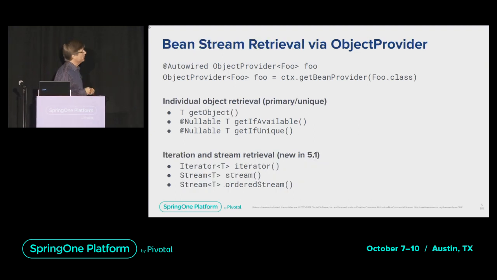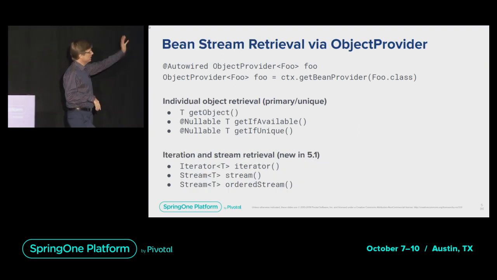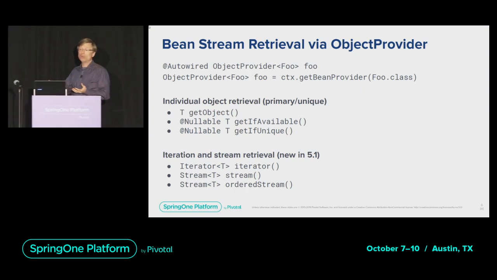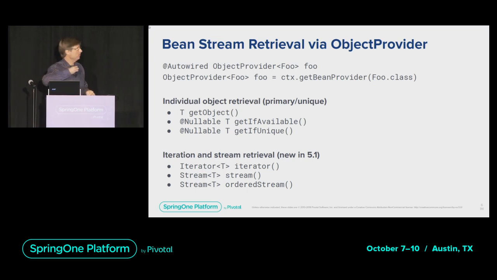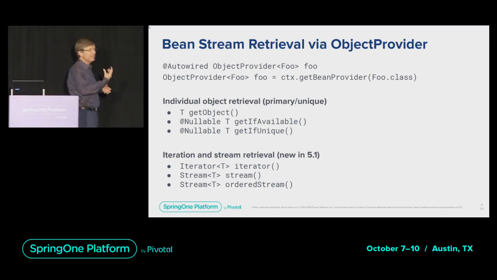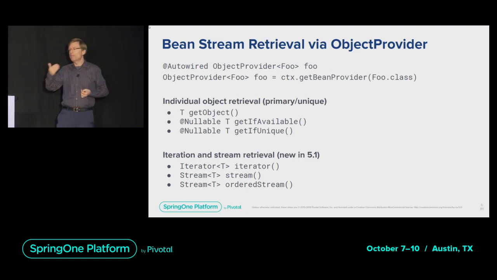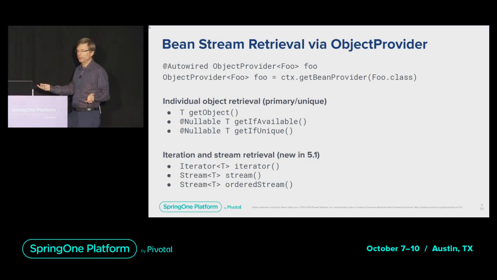We go a little bit further than that. So these are existing methods, of course, again, but let's focus on a different part here. And these date back to 5.1 last year. We also allow ObjectProvider to interact with several matching instances in a first-class way. You could iterate over all matching instances in the container with a good old iterator.